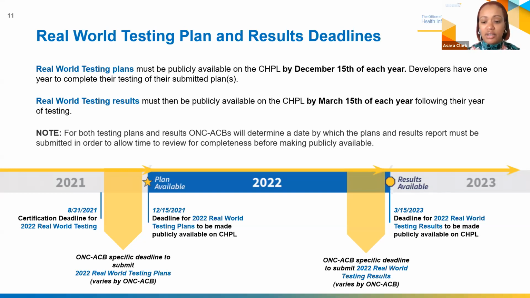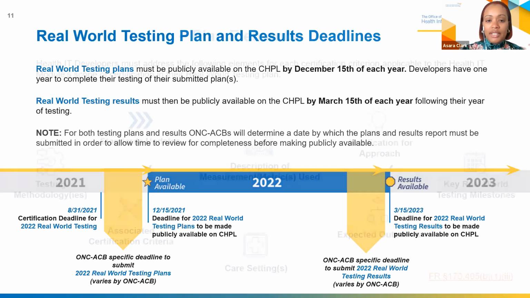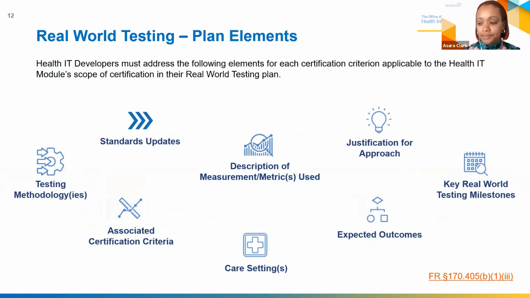All right, so this gives a little bit of a diagram image of how this works and how the ONC ACB specific deadline is going to fall somewhere in between the August 31st deadline for certifications and the December 15th deadline for those to be made publicly available on Chapel. Keep in mind that they have to conduct a completeness check to ensure that all of the required elements are included within your plan. So you're not going to be asked to submit your plan on December 15th because that is the date that they have to be publicly available. Okay, so just make sure that you understand your ONC ACB requirements and work with them closely for ensuring that you are able to meet these conditions and maintenance of certification requirements.